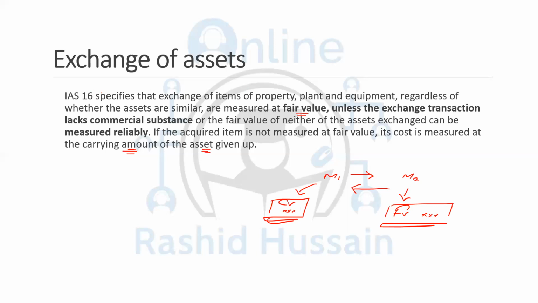I can read it for you. IAS 16 specifies that exchange of items, regardless of whether assets are similar, it can be different, are measured at fair value unless it lacks commercial substance or the fair value cannot be measured. If the acquired item is not measured at fair value, let's assume if it is not available, its cost is measured at carrying amount of the asset being given up. Whatever asset you are giving in exchange, take the same amount and record the new asset which you're getting in exchange at that particular amount.